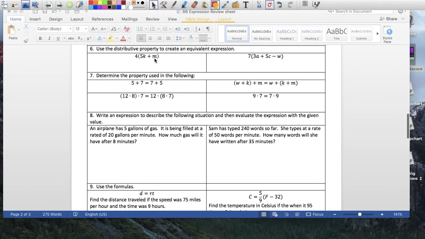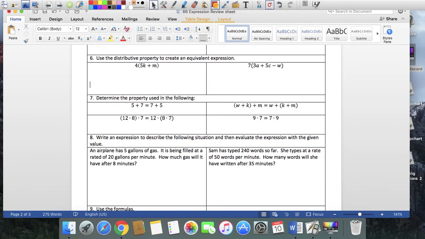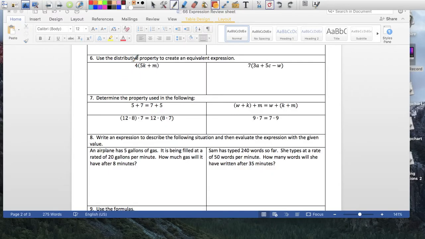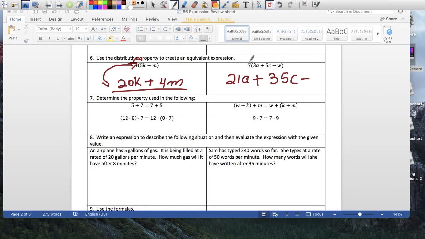Distributive property, by now this should not be a problem for you. 4 times 5k is 20k. 4 times m is just 4m. So that's the new expression. So this expression and this expression are equivalent. Okay, so this one would be 7 times 3 is 21a. 7 times 5 is 35c. Minus 7 times w is 7w. So that would be my expression after applying the distributive property. So remember, you're taking this 7 and multiplying by every term inside.